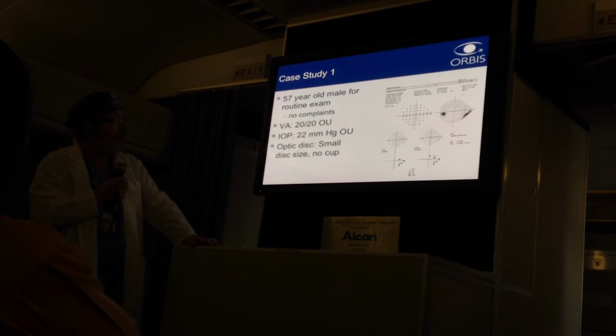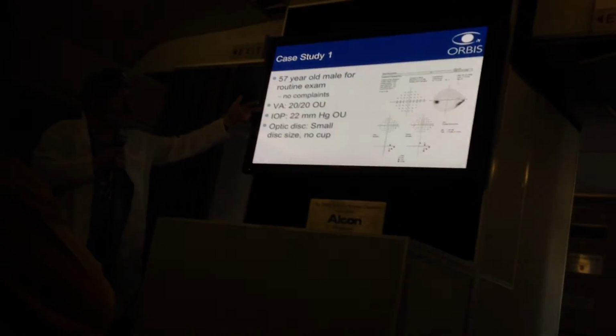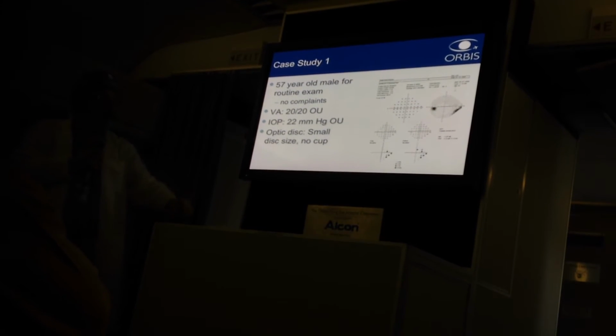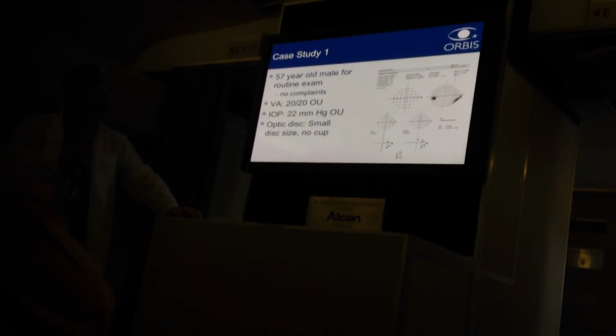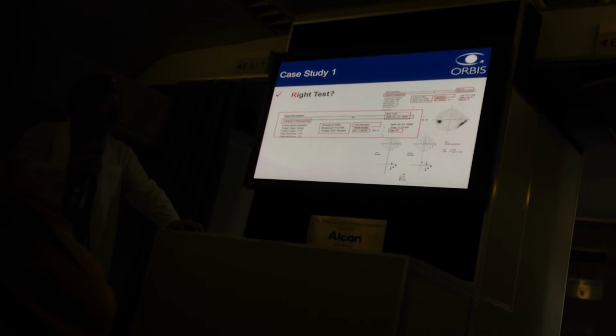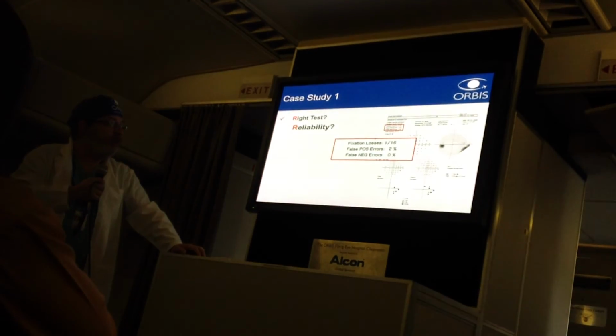So let's do a couple cases, and then they are calling us to the OR to do surgery here. This is a 57-year-old man who comes in for a routine exam. His pressure is 22, he has excellent vision, he has a small disc size and almost no cup, and yet what we see here is a visual field that was done correctly. So everything is done. His age is correctly entered into the machine. The reliability is quite good.